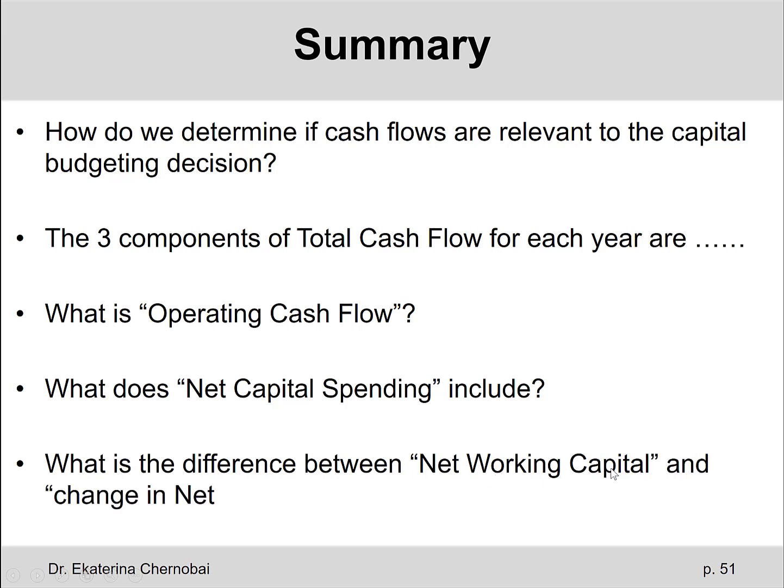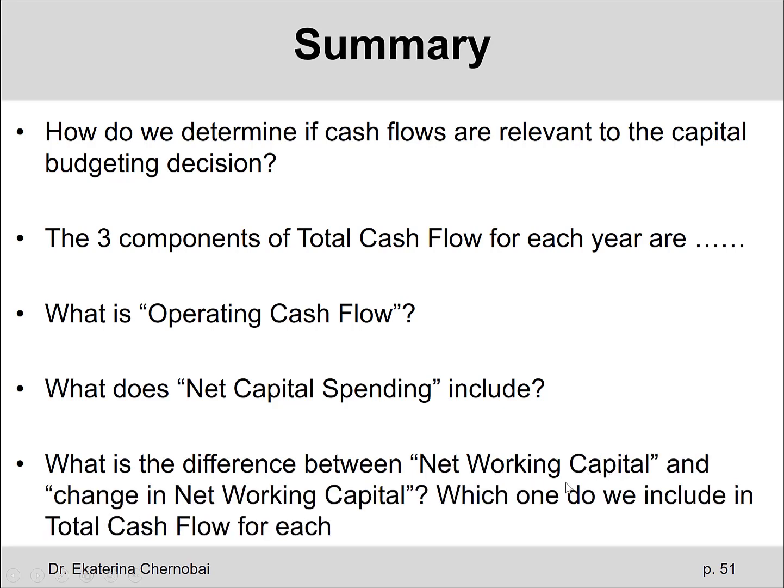What is the difference between net working capital and the change in net working capital? And which one do we include in total cash flow for each year? Net working capital is like things like cash that's set aside to cover any unforeseen expenses related to the future project. It also includes things like inventory, accounts payable, accounts receivable. However, it's the change in net working capital that we are interested in, because this is what reflects the incremental cash flow, the additional investment towards the project.